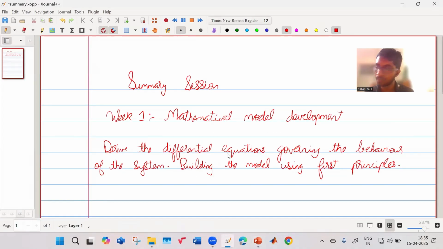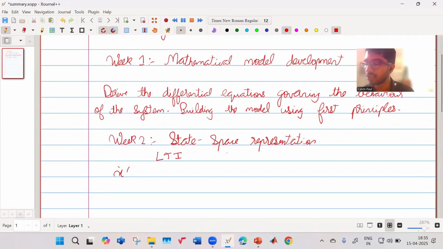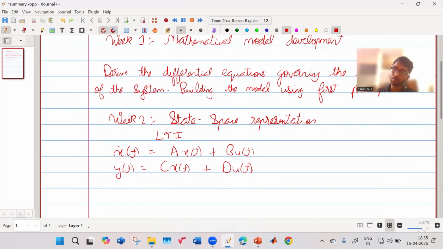Okay. Then in week two, we will do state space representation. So let us consider a linear time invariant system. We represent the states as x dot of t is equal to A x of t plus B u of t, and y of t is equal to C x of t plus D u of t. Okay. So this is the mathematical model of the system represented in state space form.